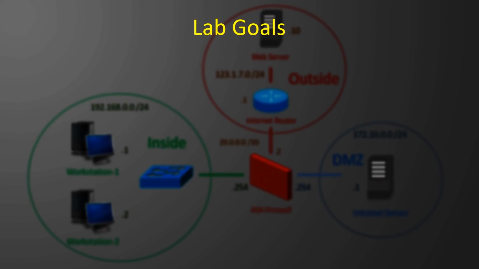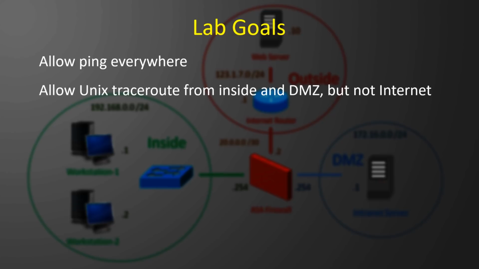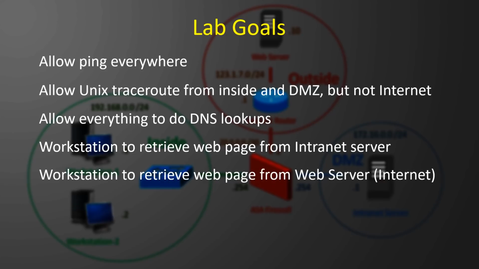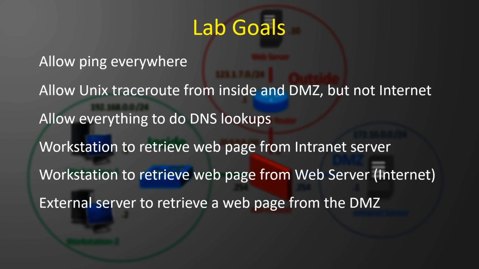So in this lab, there are 7 things that we want to accomplish. We want to allow everything to be able to ping everything else. We want to allow our workstations and server to run traceroutes, but we don't want anything on the internet to be able to traceroute into our network. Everything should be able to perform DNS lookups to the server in the DMZ. Workstations should be able to retrieve a web page from the DMZ server and the web server on the internet. Finally, the website on the intranet server should be available to resources on the internet.